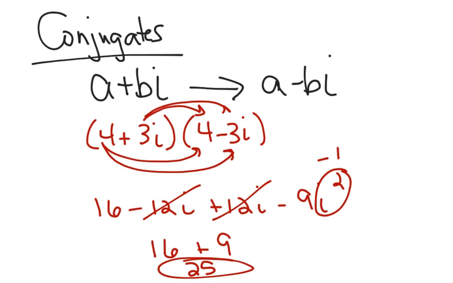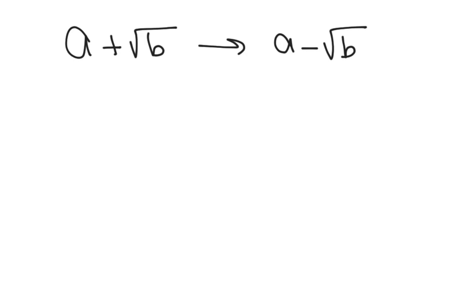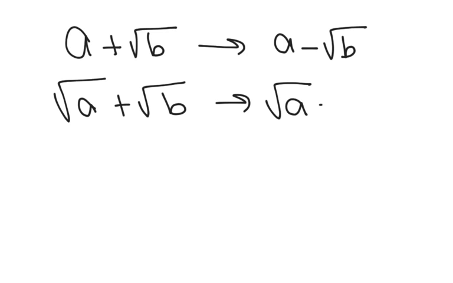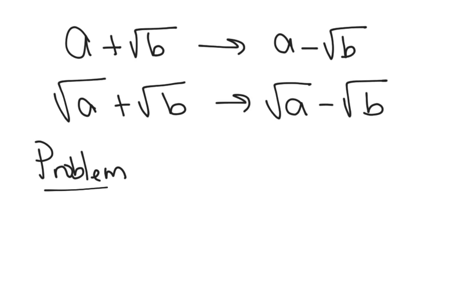Well, now let's go do this again in terms of radicals. The conjugate of a plus the square root of b is going to be a minus the square root of b. Or sometimes we'll do this, the square root of a plus the square root of b, its conjugate will be the square root of a minus the square root of b. Either way, make the second term the opposite, and that will solve our problem. So now, let's see what happens when we multiply conjugates together.